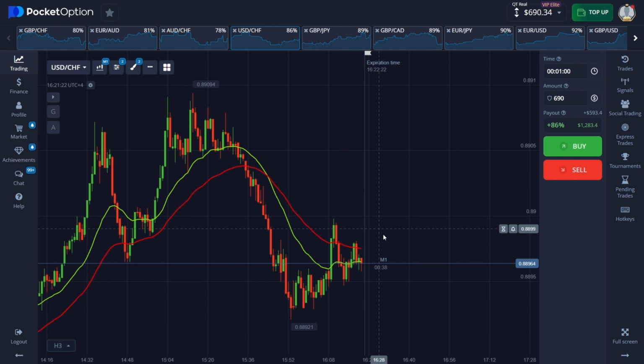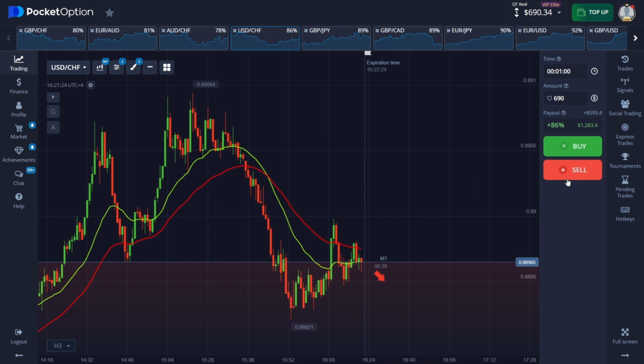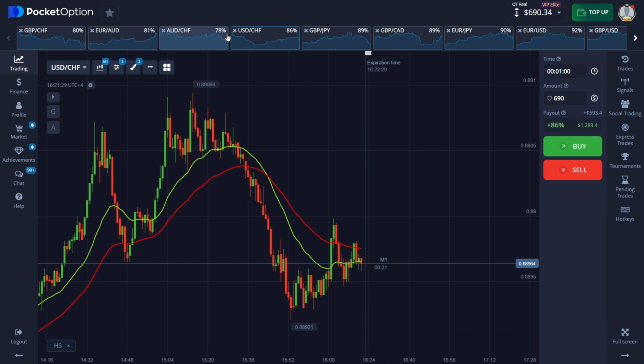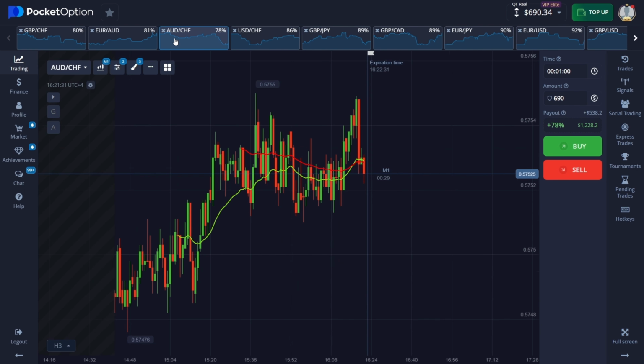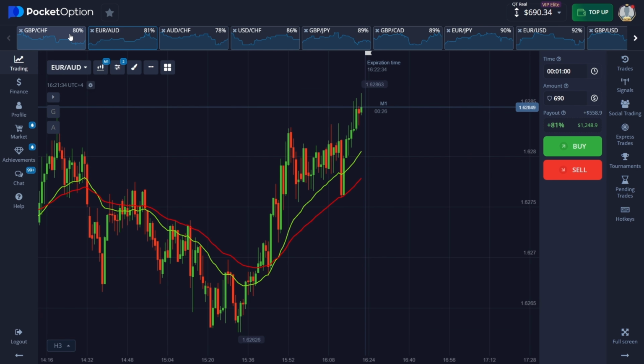On USD/CHF, we have a trade for the downside move. If this candle gives us an entry, we can try for the downside move. However, the candle has already moved down, so we will avoid this one.